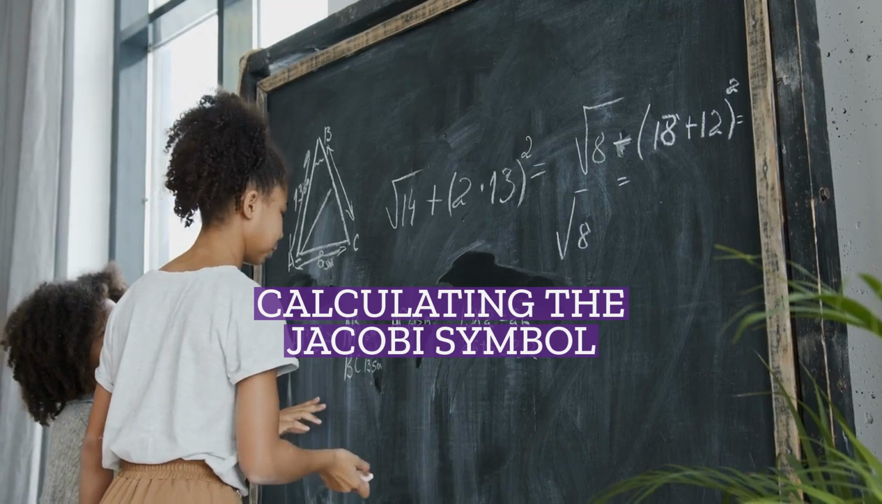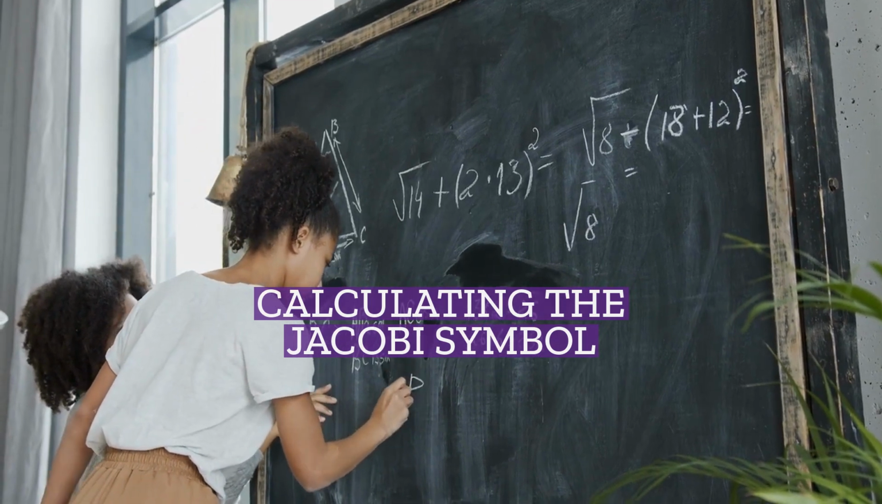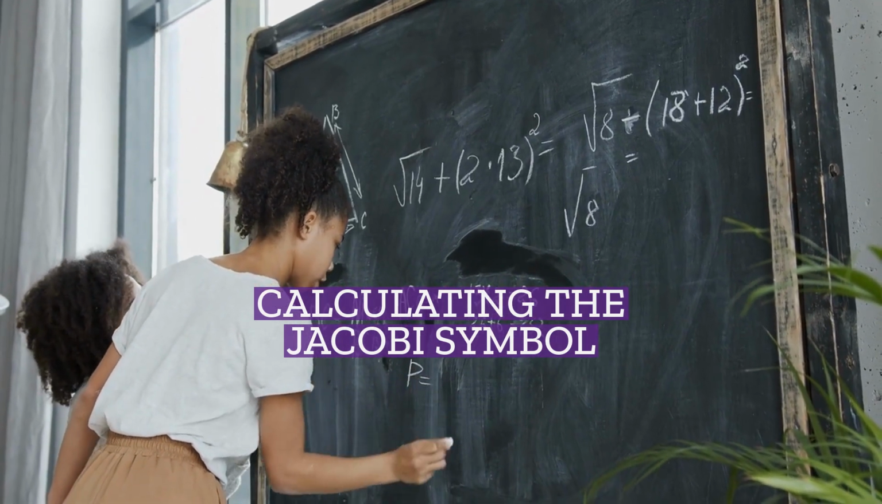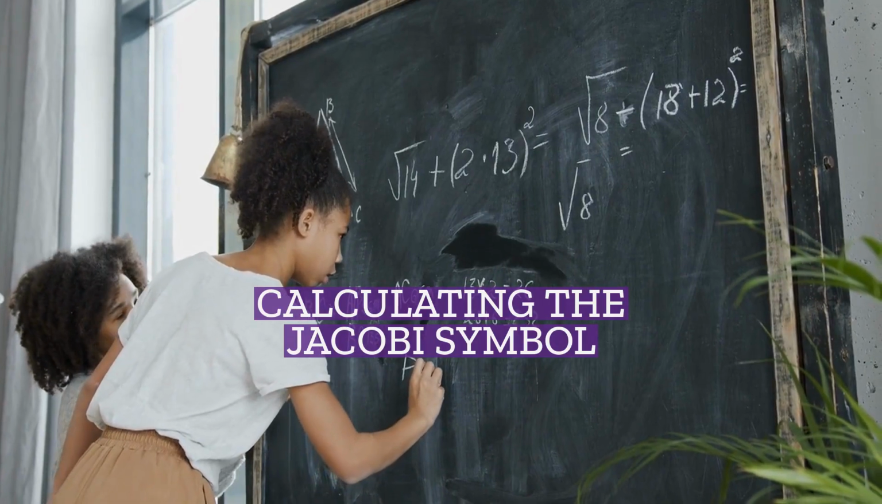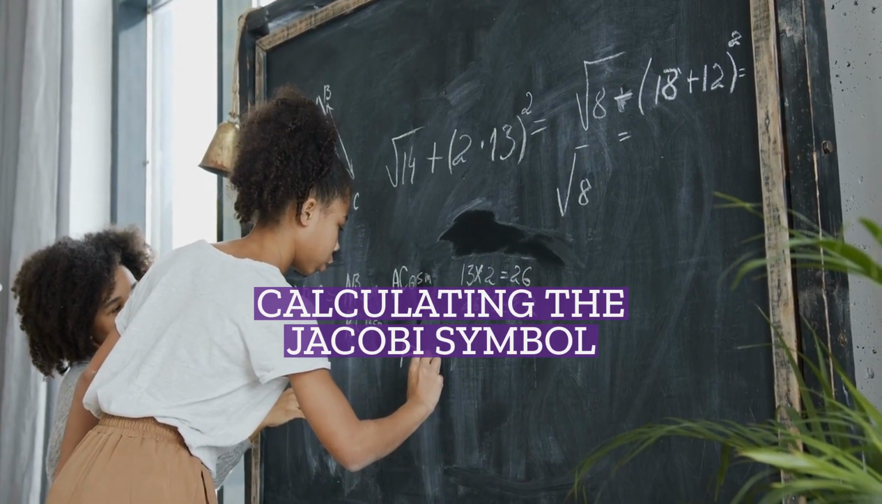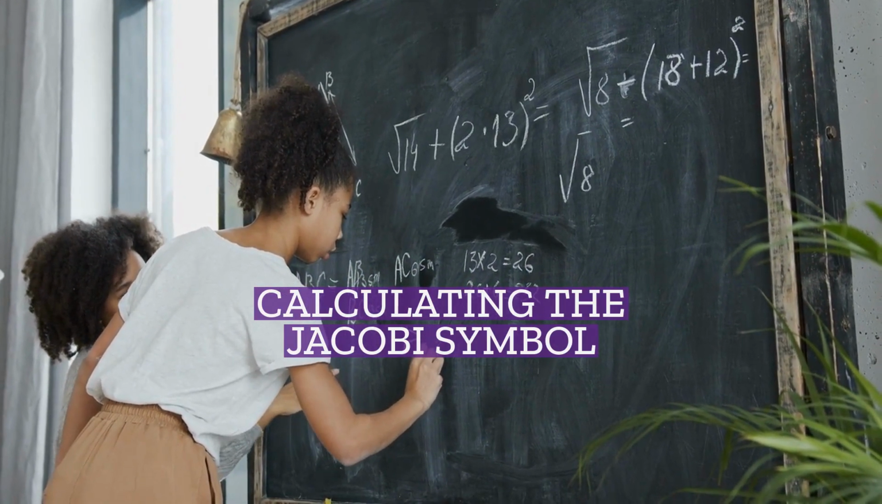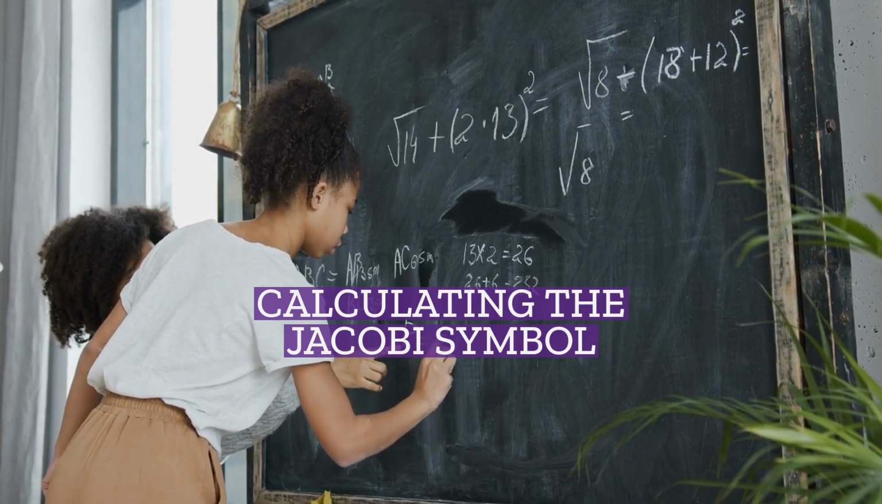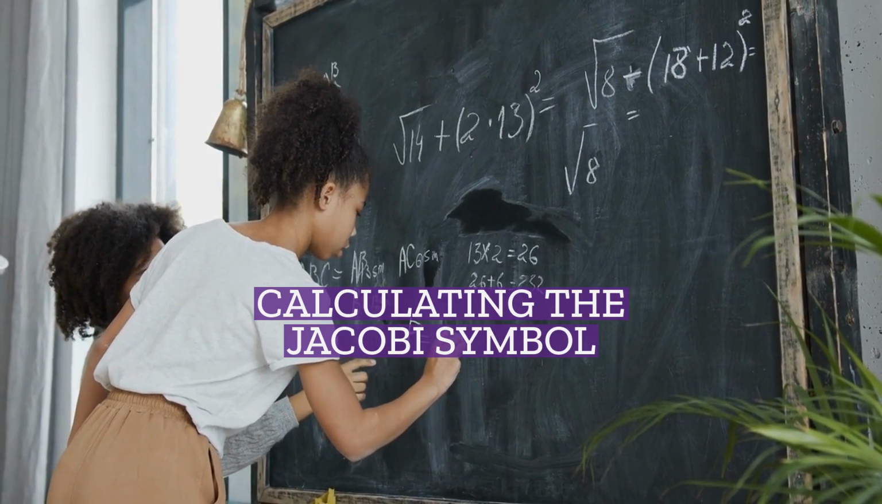Now let's look at how to actually compute these symbols. The above formulas lead to an efficient algorithm for calculating the Jacobi symbol, analogous to the Euclidean algorithm for finding the GCD of two numbers. This should not be surprising in light of Rule 2.